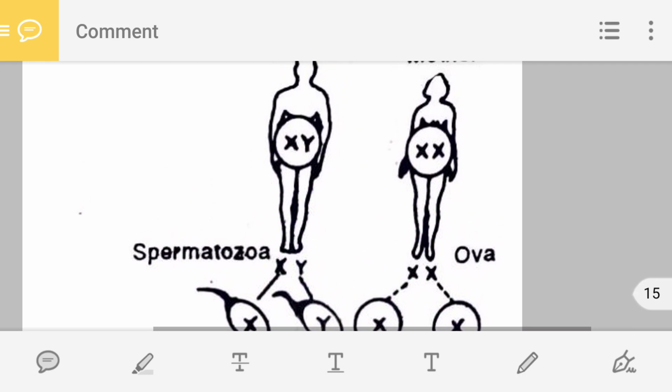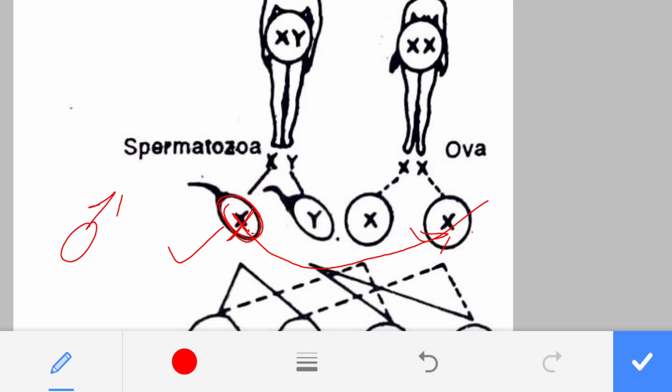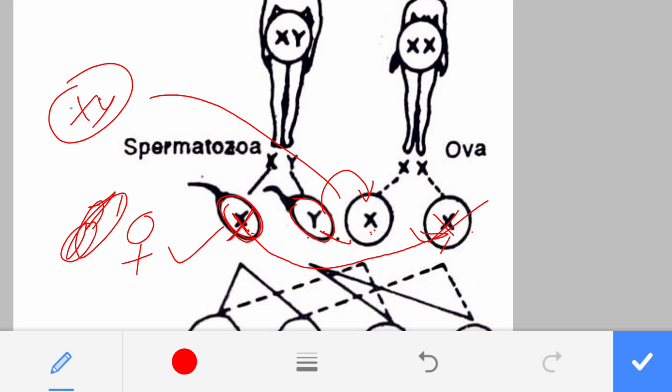As you can see, in a woman's ova there is always an X chromosome present, and the spermatozoa are of two types. If the X chromosome present in the spermatozoa, this sperm, fertilizes the ovum, we know a girl is going to be born, because it is X and X. And if the other sperm and this ovum take part in fertilization, the zygote will have XY chromosomes, so we can say a baby boy is going to be born.